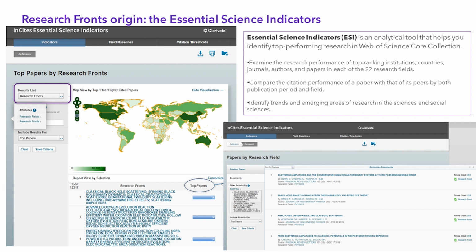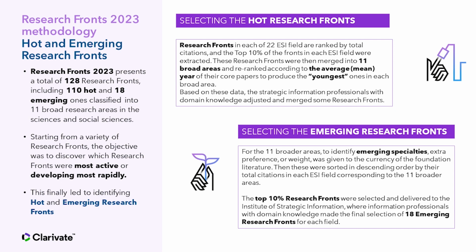We do that across 22 research fields. You can compare the citation performance of a paper with that of a peer publication by publication period and field, and you can identify trends and emerging areas of research in sciences and social sciences. All right, as part of the methodology, I mentioned already for 2023, 128 research fronts, 110 hot and 18 emerging ones, so new research fronts. Here the objective was to discover which research fronts were most active or developing the most rapidly.